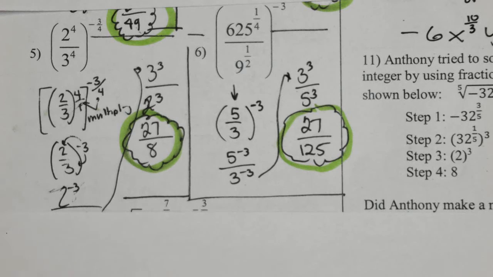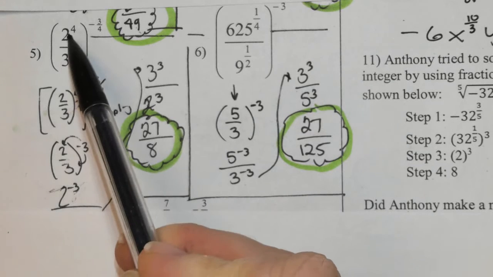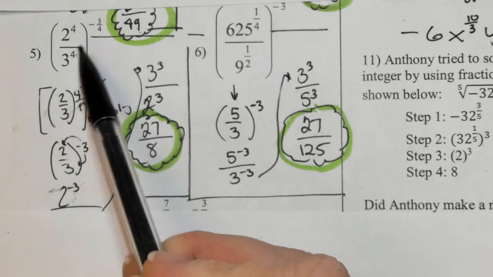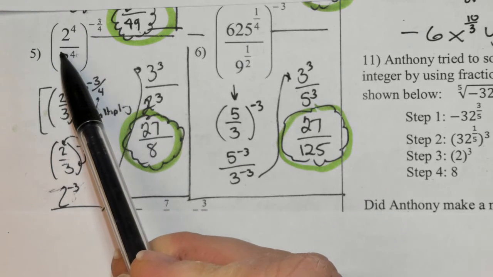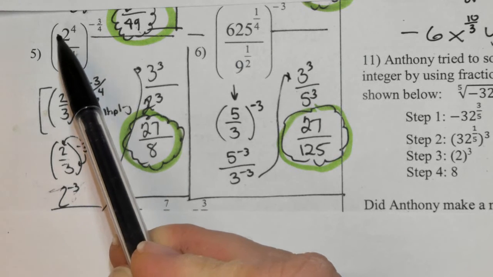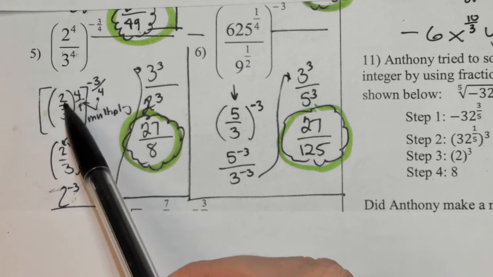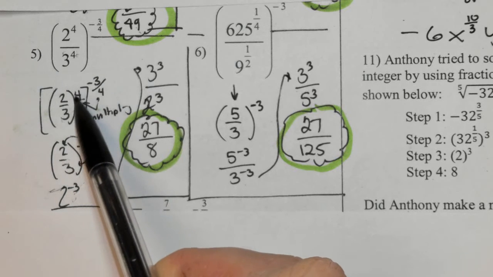Number 5 and number 6. Number 5, I have the same exponent. As long as I'm multiplying or dividing, I can complete the operation. So I really had 2/3 with a 4 on the outside.